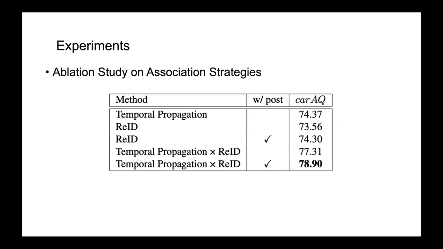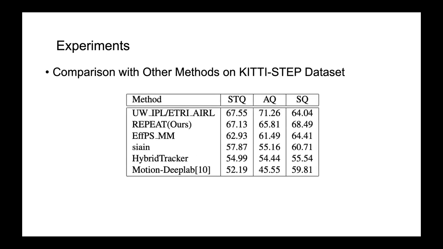Next, we offer ablation studies on the association strategies. The results show that considering temporal propagation and the appearance feature simultaneously benefits the association quality. The relink strategy in the post-processing step also improves our results. Finally, as shown in the KITTI-STEP leaderboard, our proposed robust video panoptic segmentation and tracking method, or RVPT in short, shows superiority on SQ score and yields a competitive STQ score.